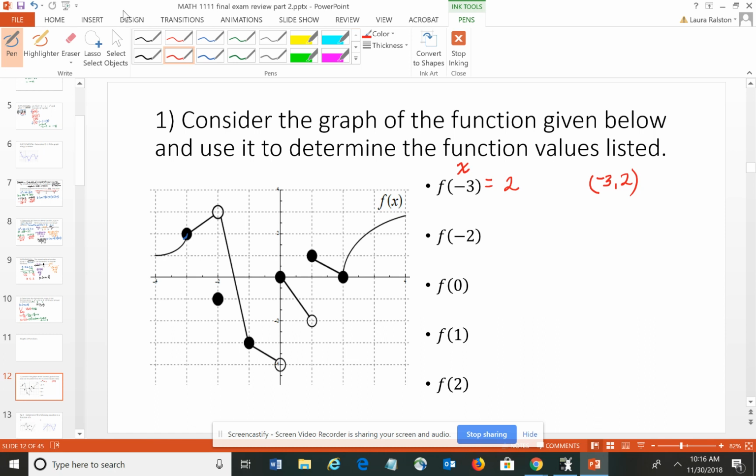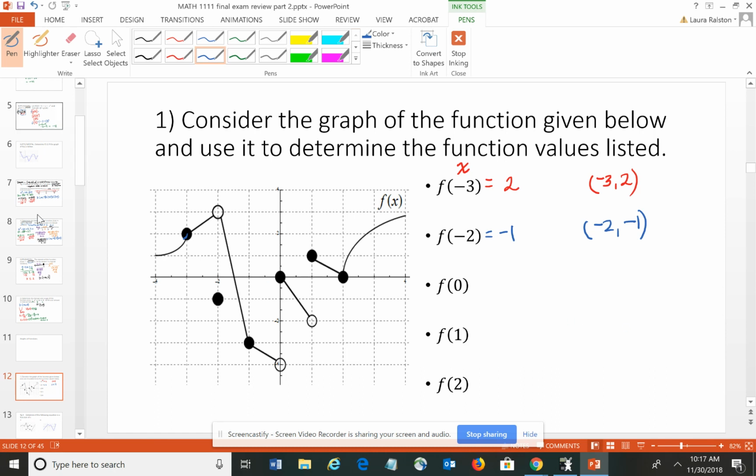Then it asks us the value at -2. So I go to -2, 1, 2. Now here again is where you've got to be careful. Remember, this dot up here that's open or not colored in is not really part of the graph. So you want the one where it's closed, and that would be -1. So again, you're really finding that ordered pair, -2, -1.